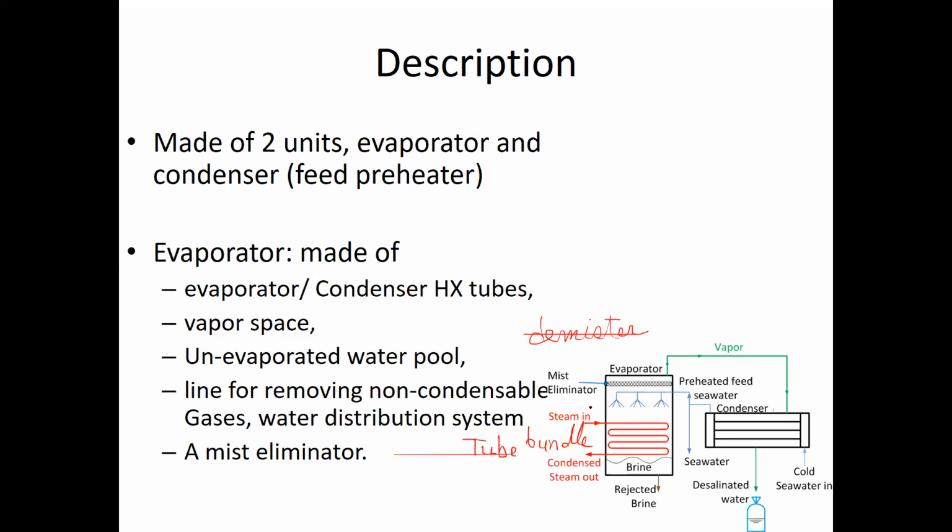So we have the mist eliminator, we have the tube bundles, and we have the sprayer system. There is a pool here. It's a volume which is down there to collect the brine before you reject it. And we have a condenser, which is nothing more than a shell and tube heat exchanger. So that makes the whole system components.